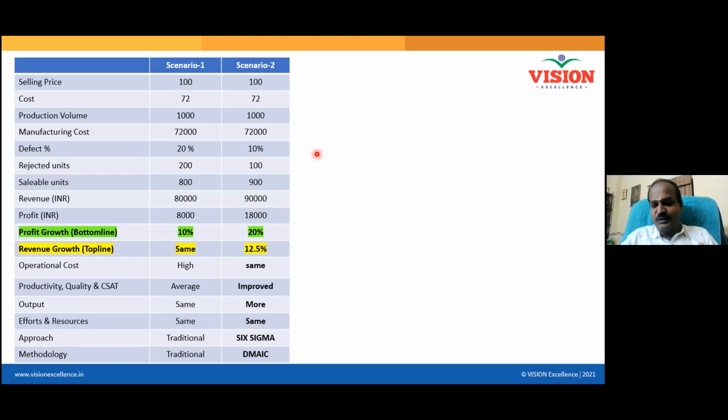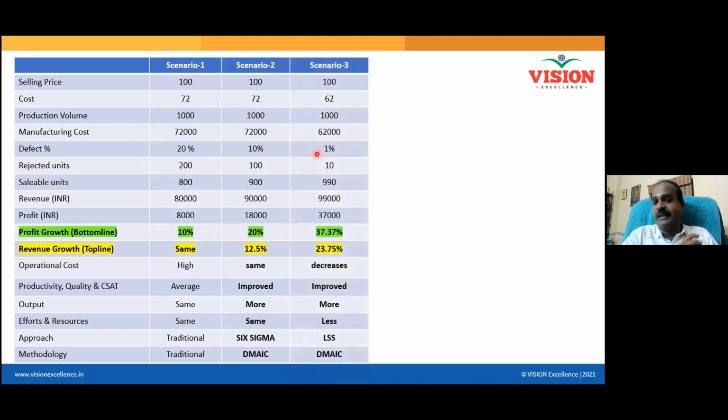Correct. Now I'm going to take you through another scenario, number 3. And see here, the same company, the selling price is the same. Look here, what is it that I'm trying to attack? Manufacturing cost earlier was 72 rupees. Now I reduced it to 62 rupees. Can somebody answer how we can make it possible? What could be our initiative now? Earlier the initiative was defect reduction. But now, what can we do to reduce the cost of the product?